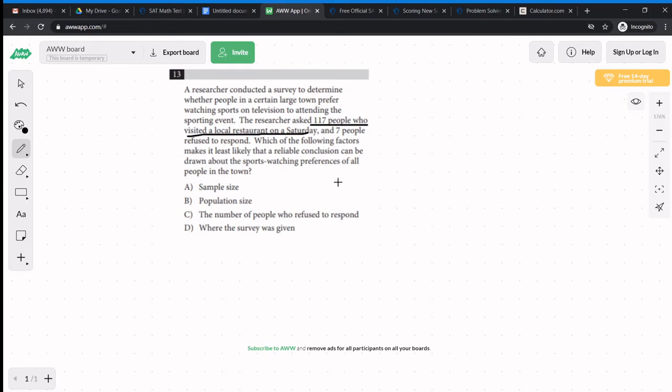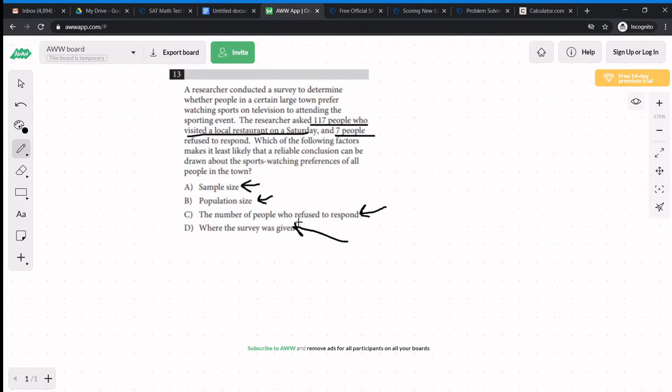Alright, so sample size, right? It's 117 people. That's a pretty large amount. I don't think that that's necessarily going to make it the least likely to be reliable. Population size. We have no clue what the population size is, so obviously this isn't going to change anything. The number of people who refuse to respond. This truly is never the answer. The number of people who refuse to respond doesn't really affect the results of the survey.